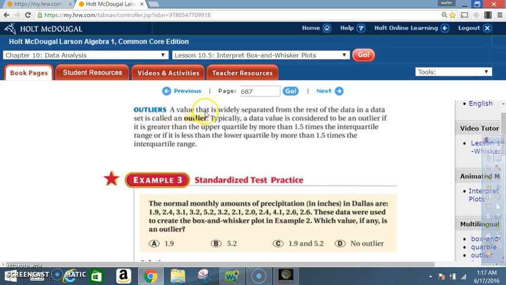Outliers. A value that is widely separated from the rest of the data in a data set is called an outlier. Typically, a data value is considered to be an outlier if it is greater than the upper quartile by more than 1.5 times the interquartile range, or if it is less than the lower quartile by more than 1.5 times the interquartile range.